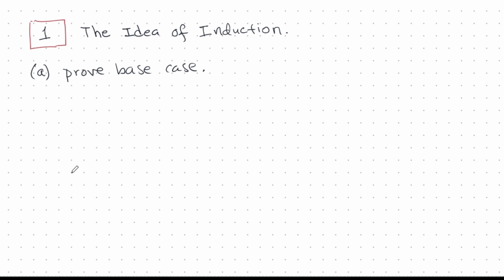The first thing you have to do in an induction proof is prove the base case. Usually that's P1, for integer n equals 1. You want to prove this. It's usually easy to do. Sometimes there are many base cases. Those are more esoteric applications of induction. Maybe we'll do those in a future video.